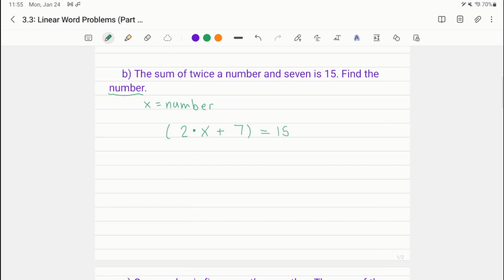And yet again, I was overcautious, and those parentheses are not needed. Then we go through and solve this equation by subtracting 7 from both sides, getting 2x equals 8, dividing by 2 on both sides, getting x equals 4. So we get x equals 4 for part B.